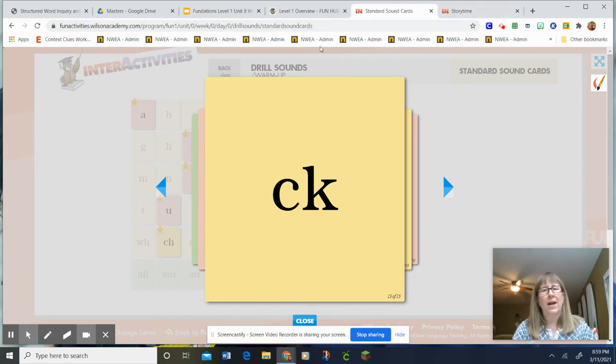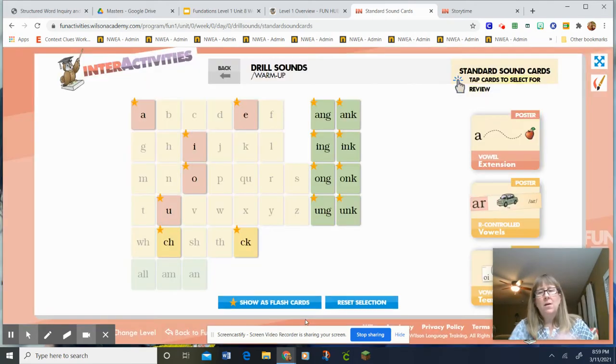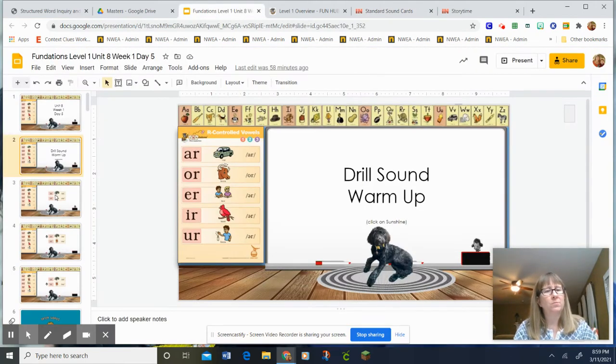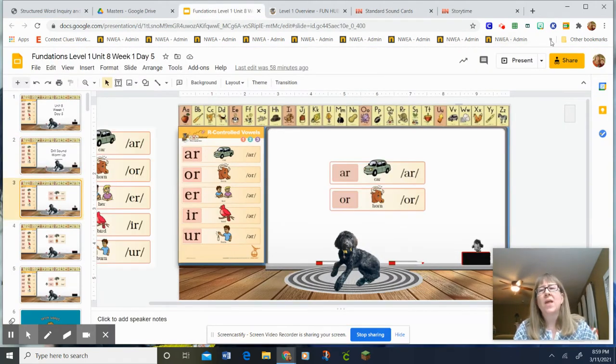Now we are going to look at our vowel extension posters. I mean, our control. Whew, I'm having an issue there, huh? Okay.